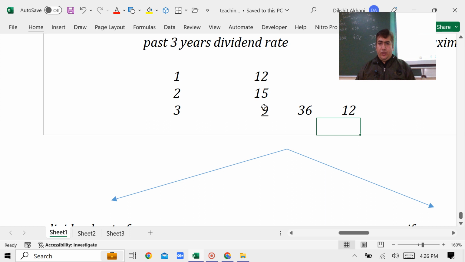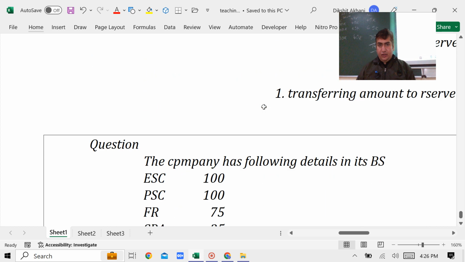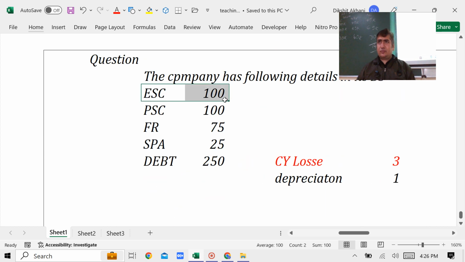So if I speak about the equity shares, how much is given here? 100. So 100 into 12%. So the maximum you can give is 12 crores according to the first condition. Still we have to go to the second, third and fourth condition. And after applying those conditions, whichever is least, that would be your dividend amount. Did you understand my point?